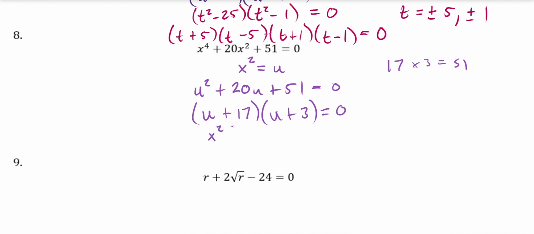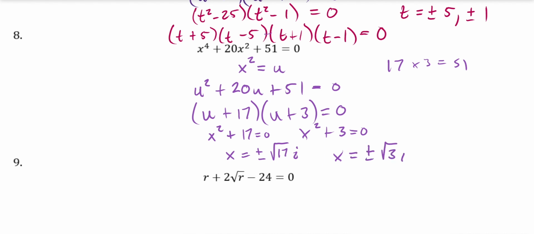Now, this, of course, doesn't give us exactly squares, neither does it really give us real numbers, because when I reverse my substitution, I have x squared plus 17 is equal to 0, and x squared plus 3 is equal to 0. Now, bringing the 17 over and taking the square root, we have x is equal to plus and minus the square root of 17i, the i from the negative 17 we brought over. And similarly, this would be x equals plus and minus the square root of 3i.